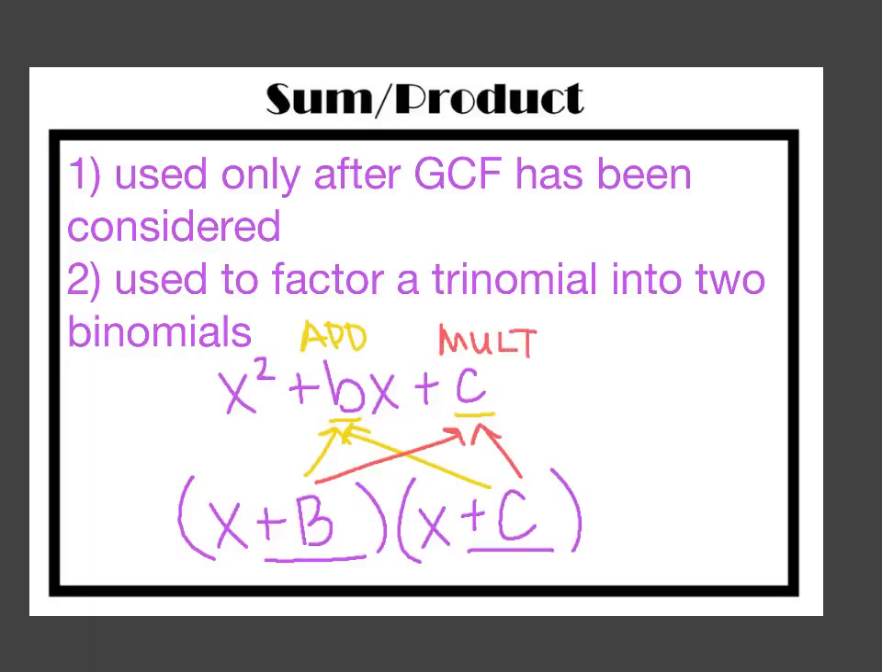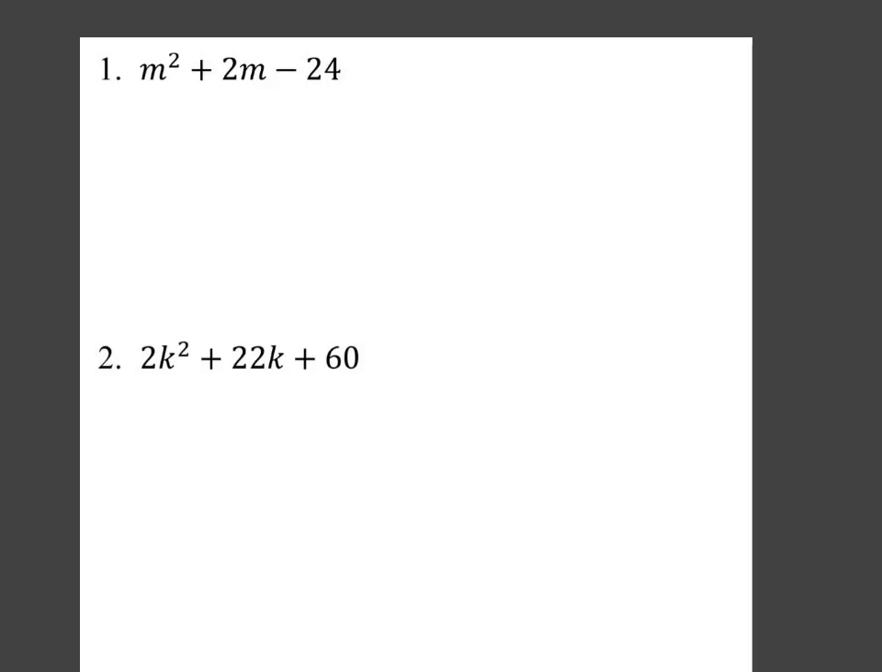So let's see what this looks like. Problem number 1 says m squared plus 2m minus 24. I should always think about greatest common factor first. So if I think about greatest common factor first, well, a 1, a 2, and a negative 24 have nothing in common. So there's no GCF. But I do have a trinomial. So I'm going to see if I can use sum product to break this down and create two binomials.